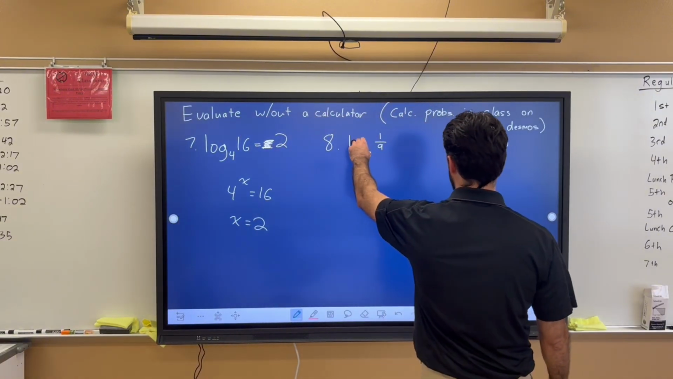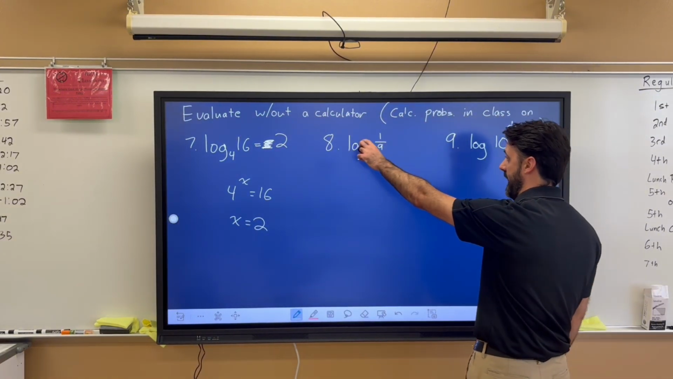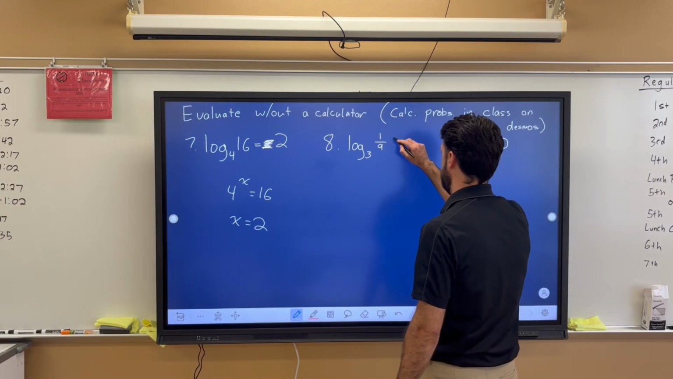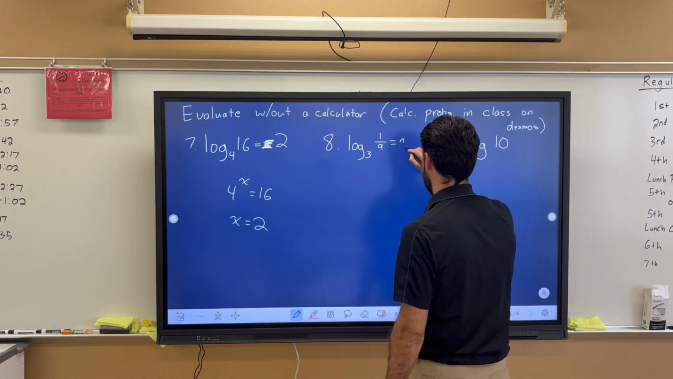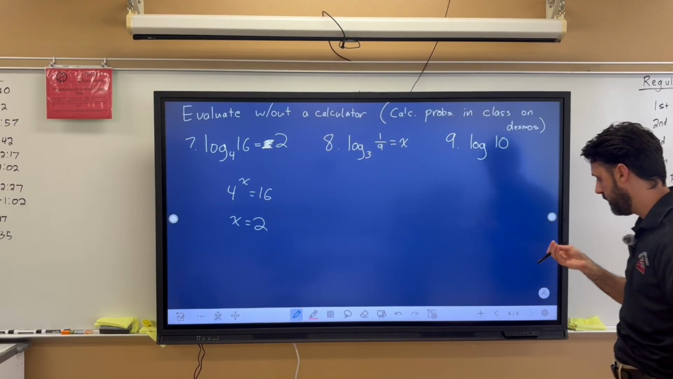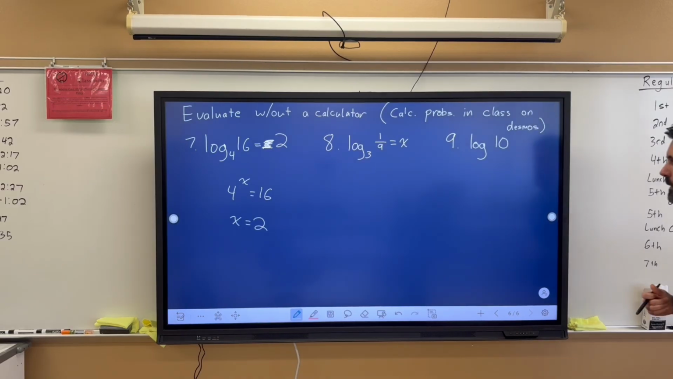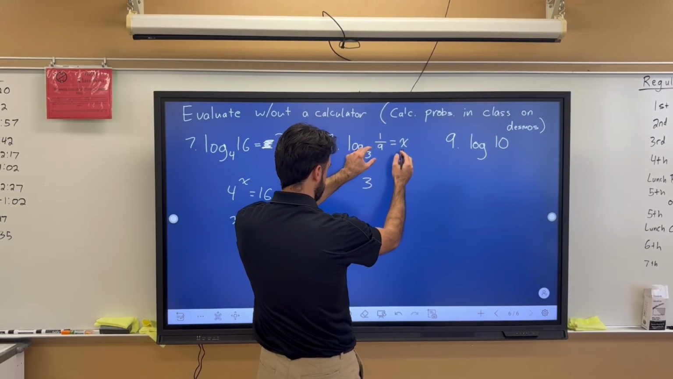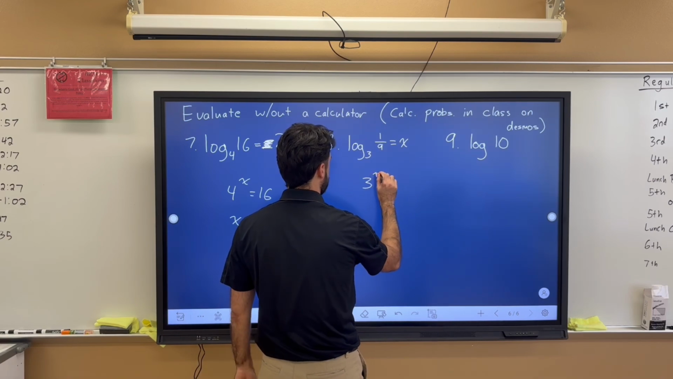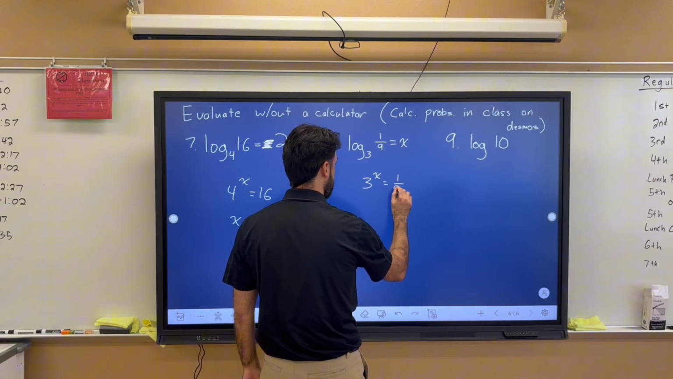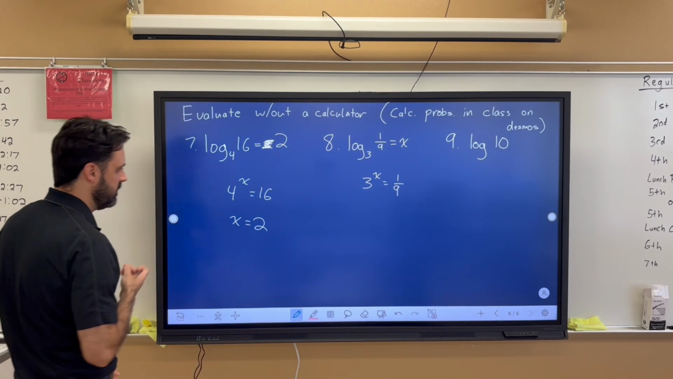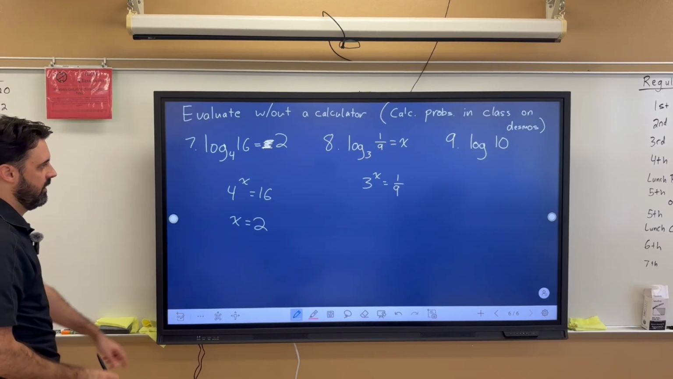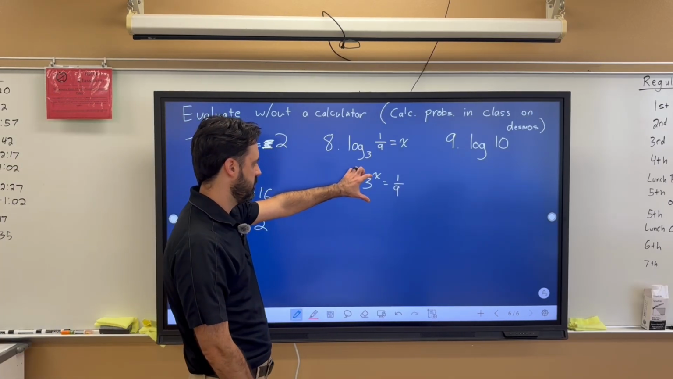All right, number 8, log base 3 of 1/9. Again, to evaluate this without a calculator, we have to set it equal to something, so we're going to call that thing x, and then convert it into exponent form. So as an exponent, 3 is still the base. These two things, again, basically switch sides. So 3 to the x equals 1/9. And this one's a little more difficult because how do we get from a whole number to a fraction?